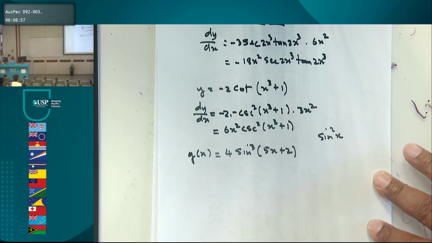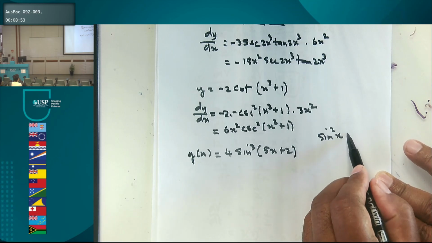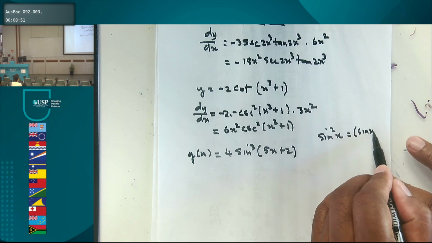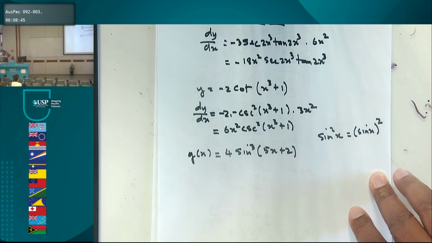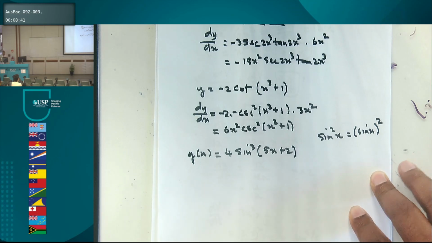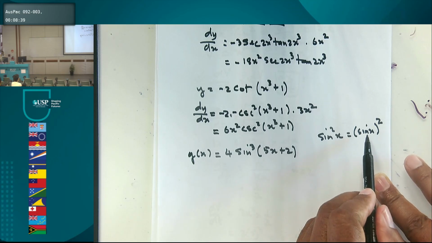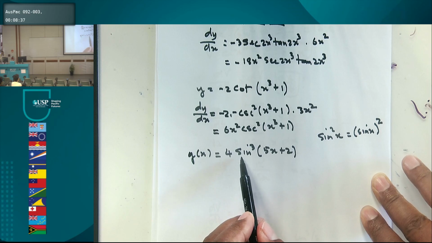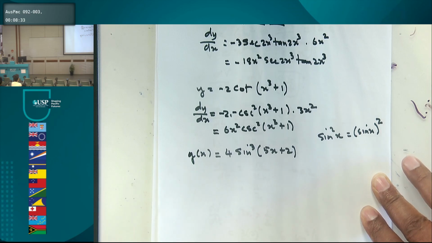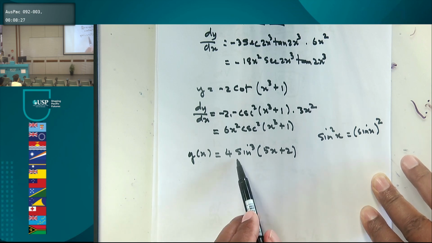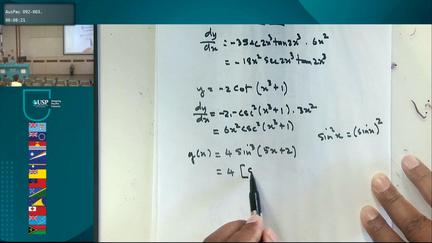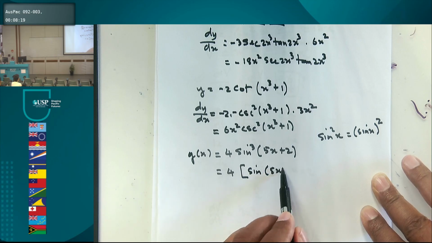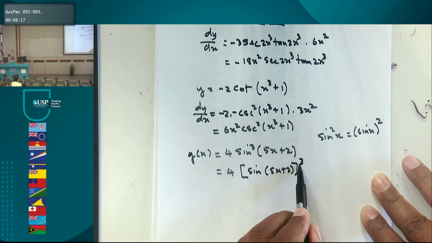Sine squared x. This is the formal way of writing sine x, squared. Yeah? So if this is what this means, I will rewrite sine cubed. I cannot just differentiate it straight away. So I'll use this technique. I'll rewrite sine cubed. What will it be? 4 sine 5x plus 2, cubed.